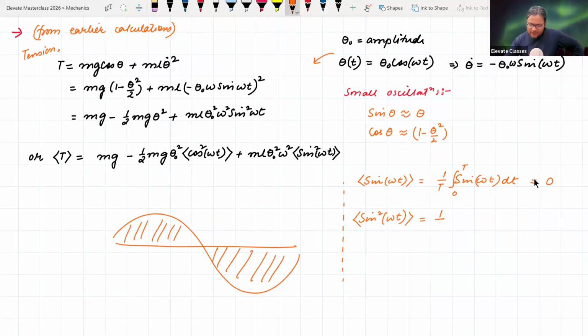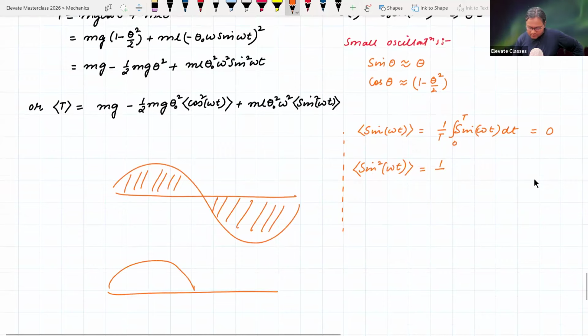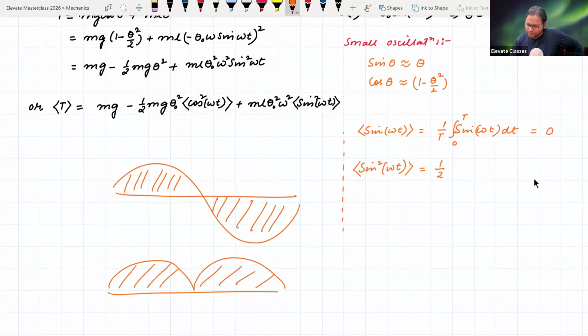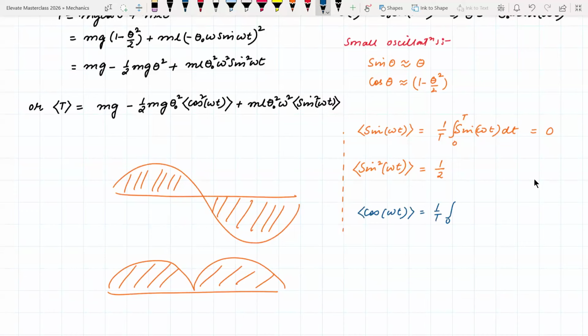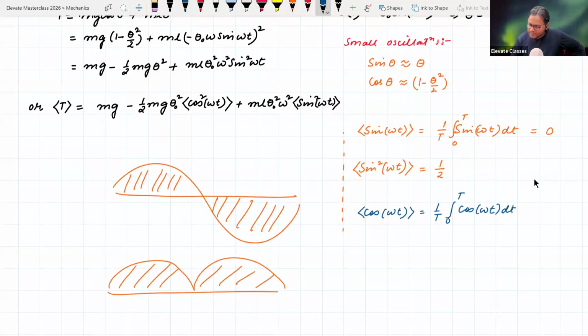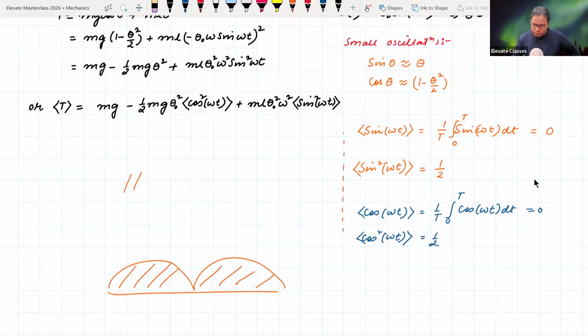Because sine square is a different graph. Sine square is this. It cannot be 0. This is 1 by 2. Very good. Same for cos. Cos omega t average is 0. The integral from 0 to T of cos omega t dt is equal to 0. And cos square omega t average is half. Done. Nothing had to be done actually.